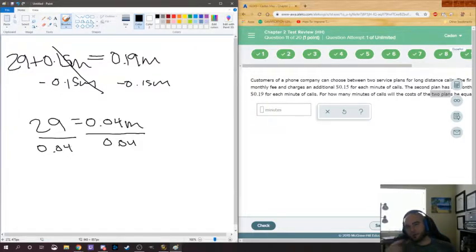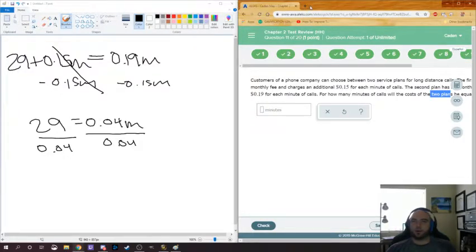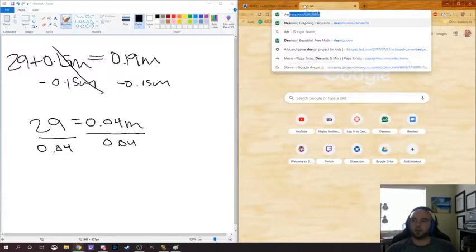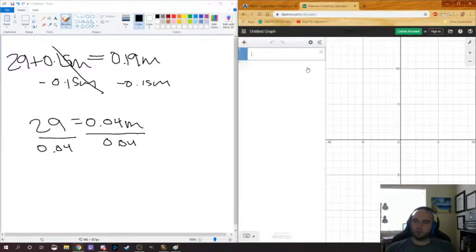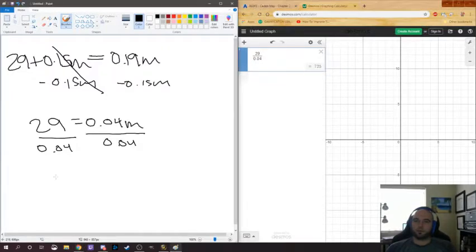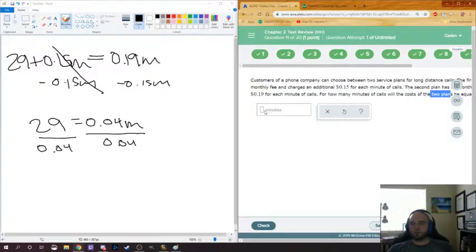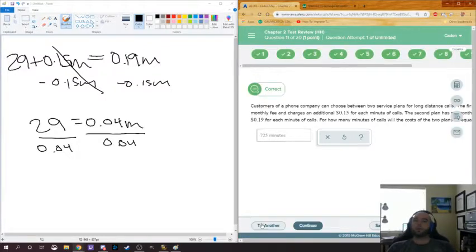29 divided by 0.04. I guess I'll use a calculator. 29, 0.04. 725. Of course. And there you go. So it's all about the setup. If you can get the setup, I'm sure you could do the other steps. It's very much like anything else we've already done.